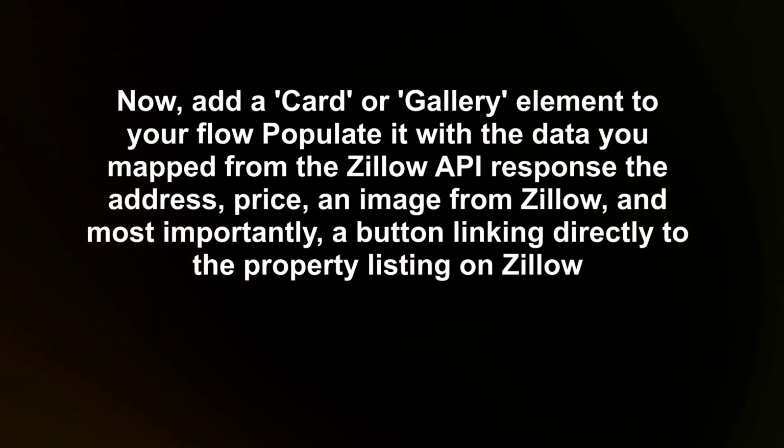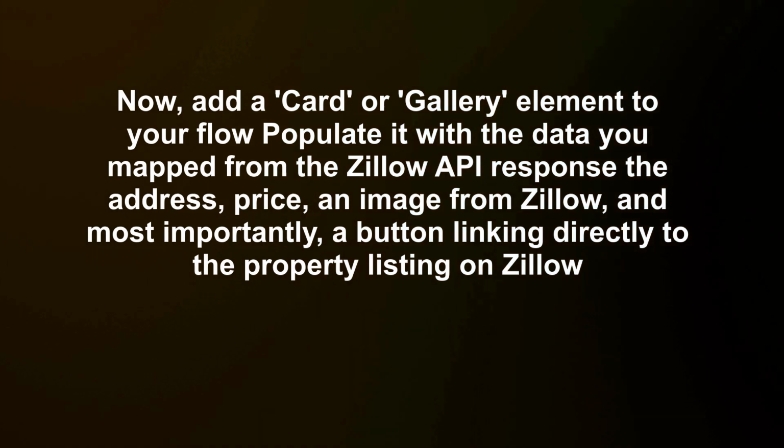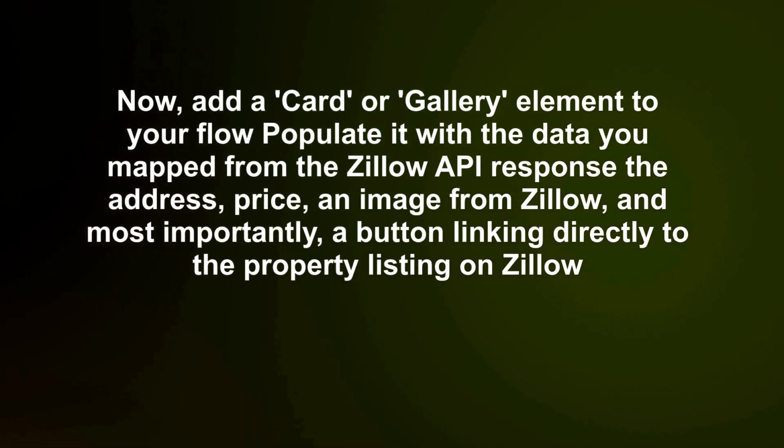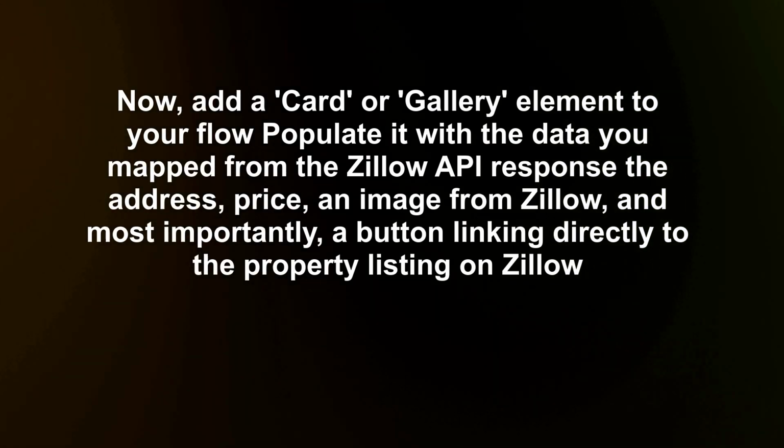Now, add a card or gallery element to your flow. Populate it with the data you mapped from the Zillow API response: the address, price, an image from Zillow, and most importantly, a button linking directly to the property listing on Zillow.